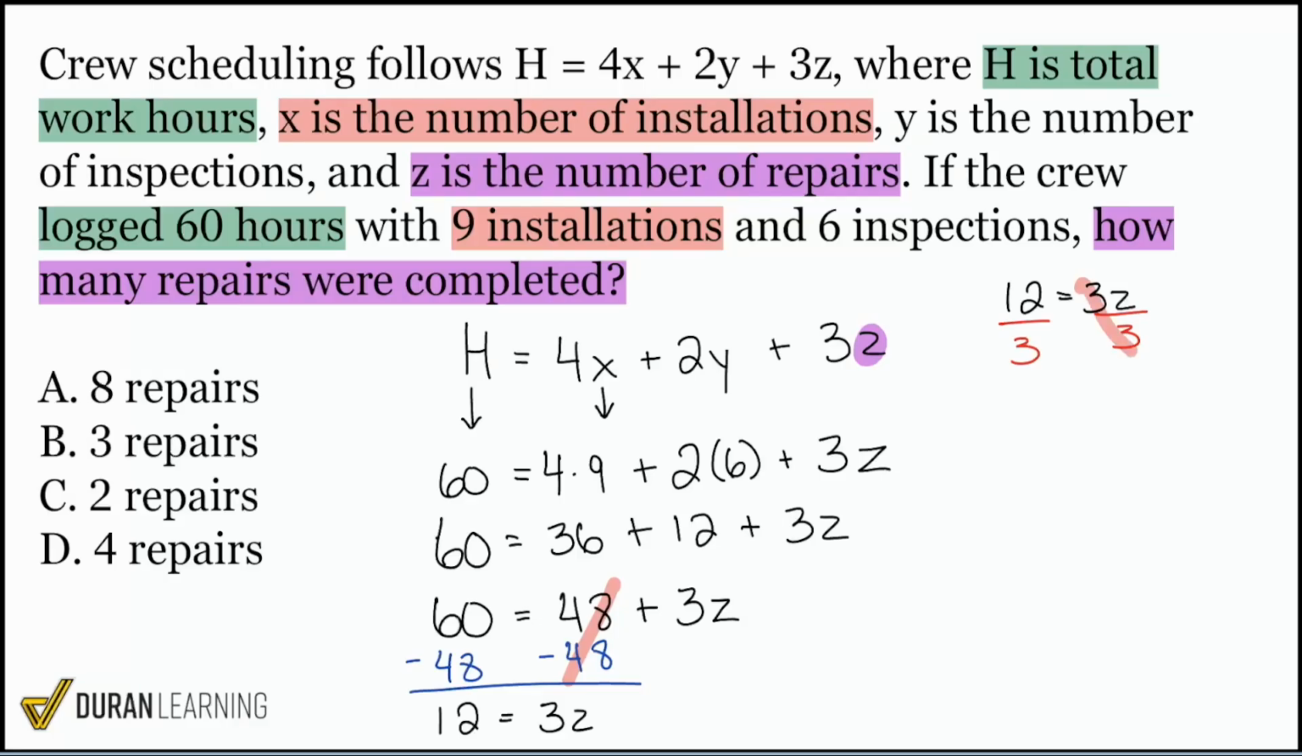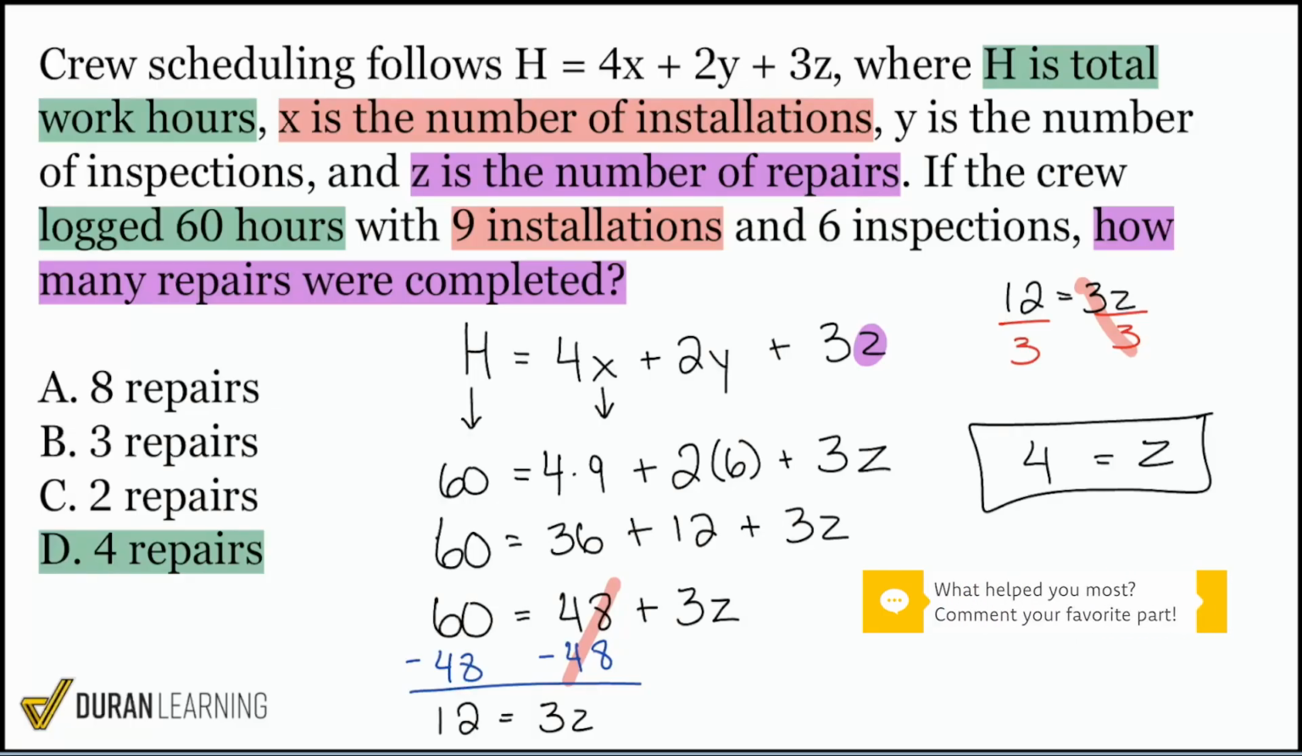Cancels out on the right side. Everybody, 12 divided by 3 gives us 4. Booyah. And that means that the correct answer here is 4 repairs. 4 repairs were completed, and we're all set. In this problem, we had to work backwards to achieve the number of repairs by just plugging and chugging.